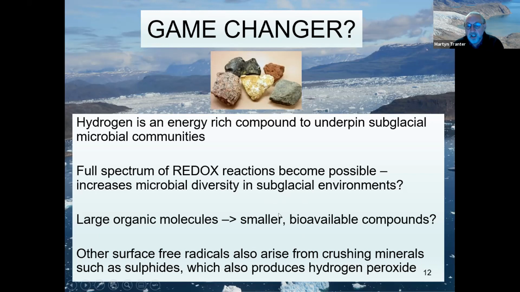It's not just silicate grains that produce hydrogen peroxide and produce surface radicals. Sulfides, when you crush them, they produce hydrogen peroxide. So there is production of hydrogen and hydrogen peroxide under glaciers. It's food for microbial processes, and it can support potentially a wide and diverse range of microbes.